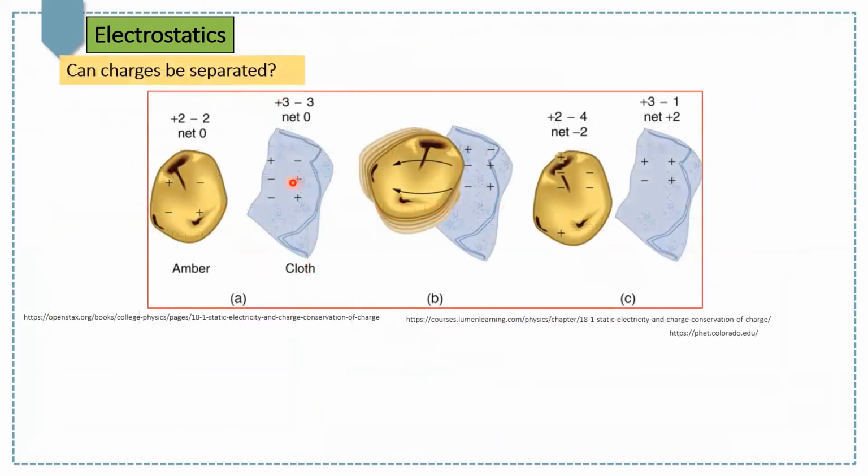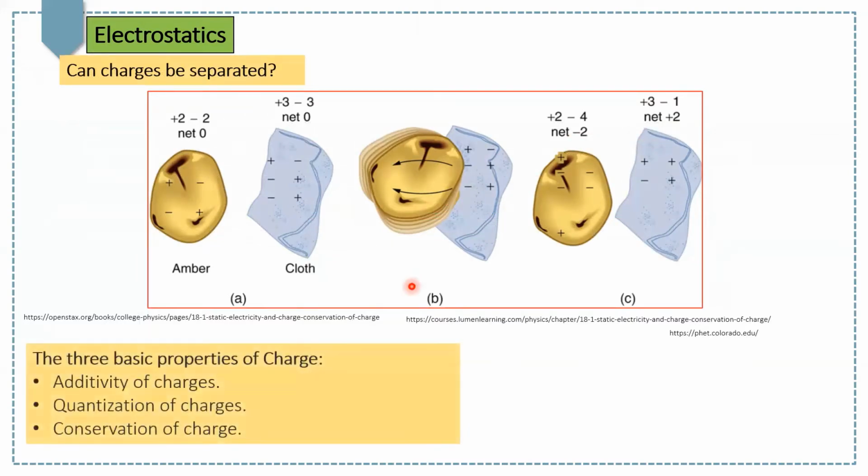Can charges be separated? When we rub two bodies together, charges can be separated, yes. For example, here, both amber and cloth are originally neutral, as both have equal positive and negative charges. When we rub both together, some negative charges are transferred to the amber, and as a result, the cloth is left with a net positive charge. When we now separate them, the amber and cloth have net charges, but the absolute values of the net positive and negative charges will be equal.